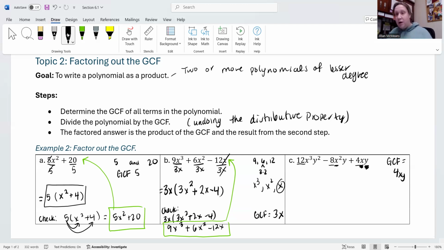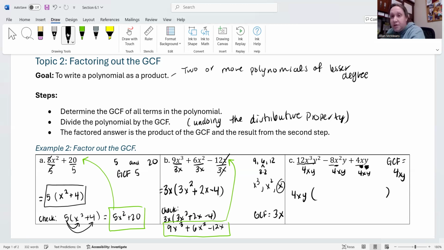So they all have a 4 in common, and they all have at least a y and an x in common. So my final answer is going to be 4y times whatever I get when I divide each term by 4, not 4y, 4xy, excuse me. So my final answer is going to be the GCF of 4xy times whatever I get when I divide each term in the polynomial by the GCF, which again is 4xy.